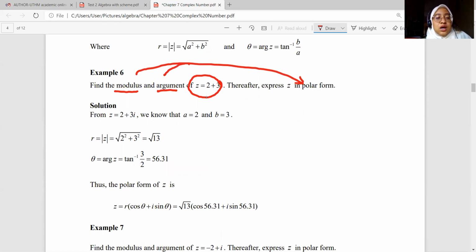First thing first, r is equal to the modulus of z, which equals the square root of 2 squared plus 3 squared. So put in the formula. This is the r we call the modulus of z, and we got the answer square root of 13. Then theta, the argument of z, is equal to the inverse tangent of 3 over 2, where 3 is the value of b and 2 is the value of a.